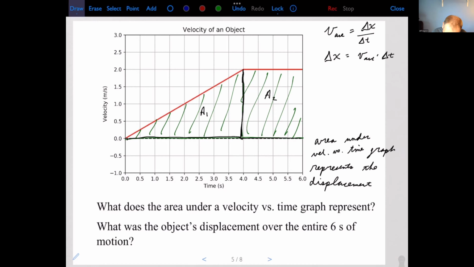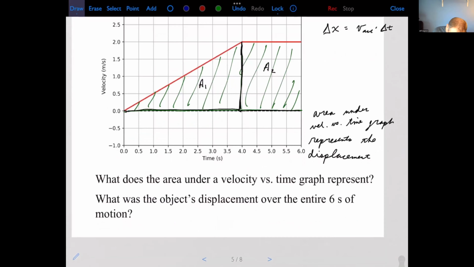Okay, so, what is A1? Well, remember the area of the triangle is 1/2 base times height. So I have 1/2. The base is going to be what? I guess it'll be from here to here, so 4. So base is 4.